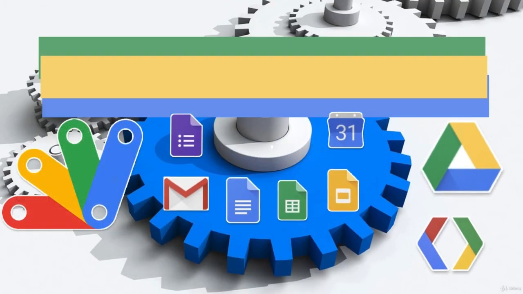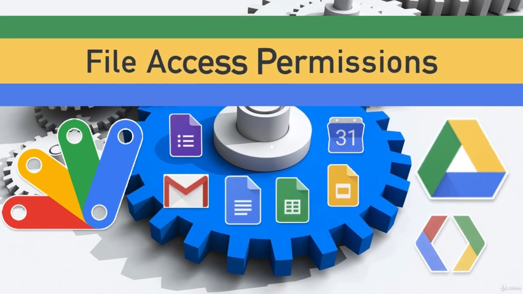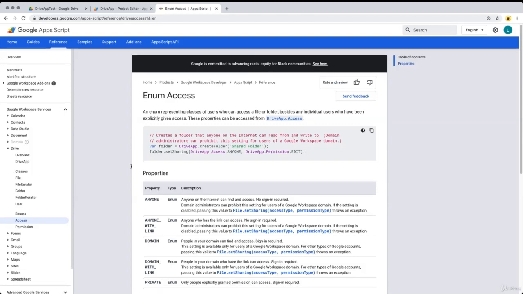We're going to be looking at the different permissions for files. So all of the Google Drive files have different permissions. So there's permissions in order to access. They're the classes that represent users who can access a file or folder besides any individual who's been given explicit access to it. So if you set the file to anyone, there's also anyone with a link, there's domain, domain with a link, and private. So if you are on a domain, then you've got a few other options in addition to the regular Gmail options for file sharing permissions.